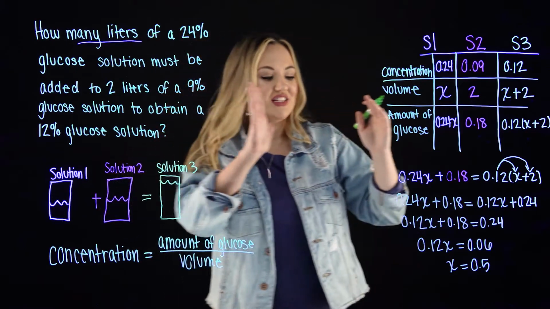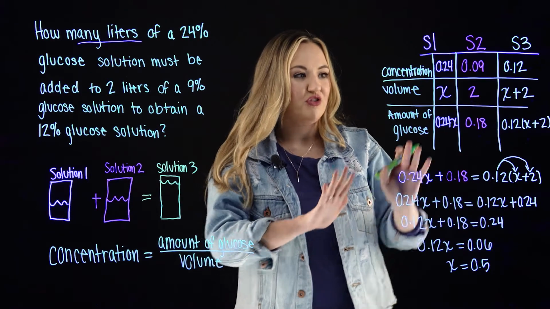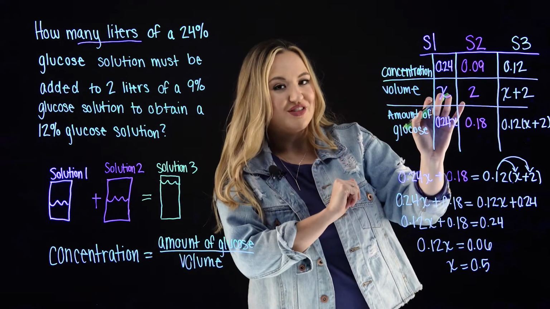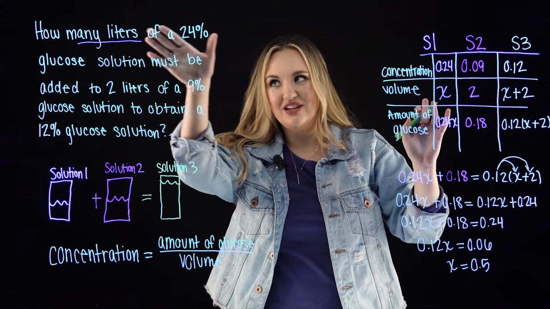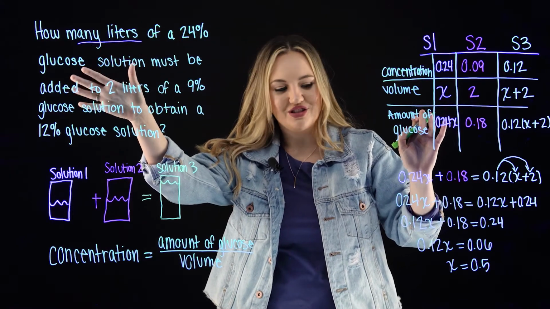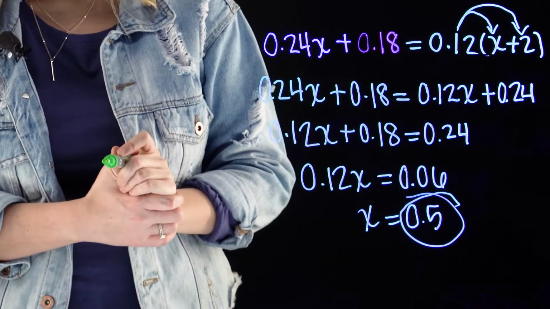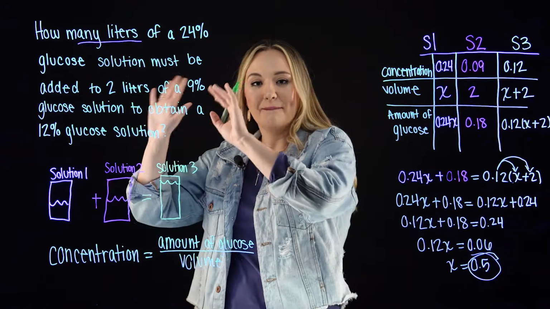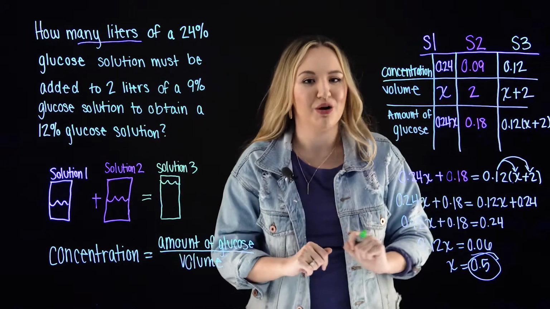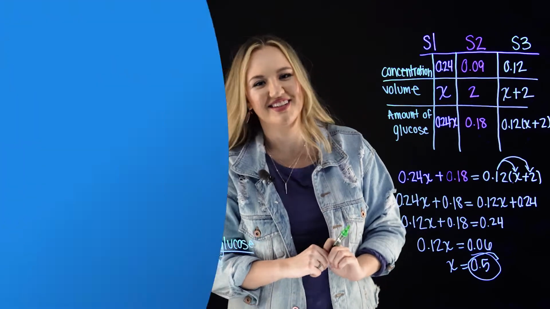So with all of this information, we've solved for the volume of solution 1, or how many liters of a 24% glucose solution, which is 0.5 liters. And remember, when you see mixture questions, make a table to help organize all of your information.